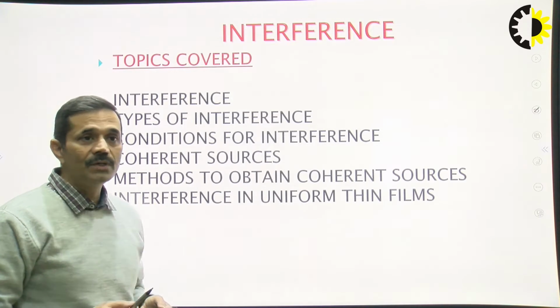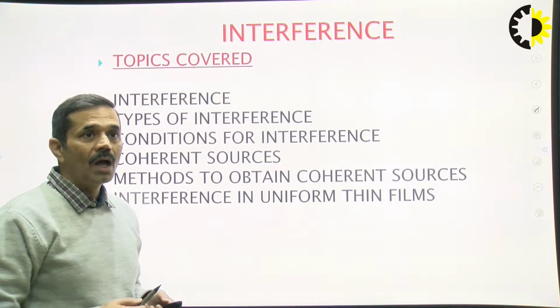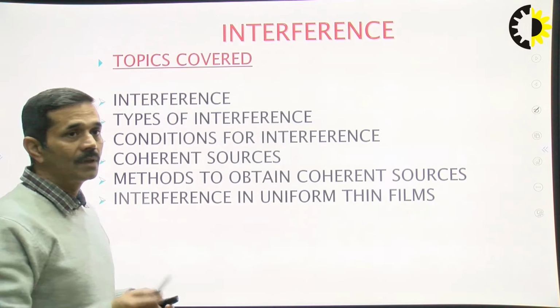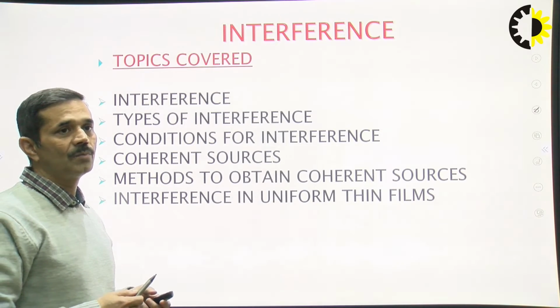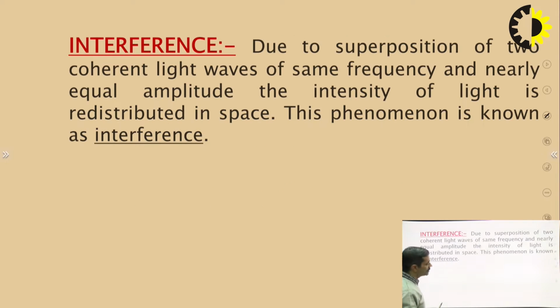So today, before discussing in detail the interference in thin films, I will discuss the introductory part of this topic: interference, types of interference, condition for interference, coherent light sources, methods to obtain coherent light sources, and finally I will discuss in detail the uniform thickness thin films. So first I will discuss what is interference.